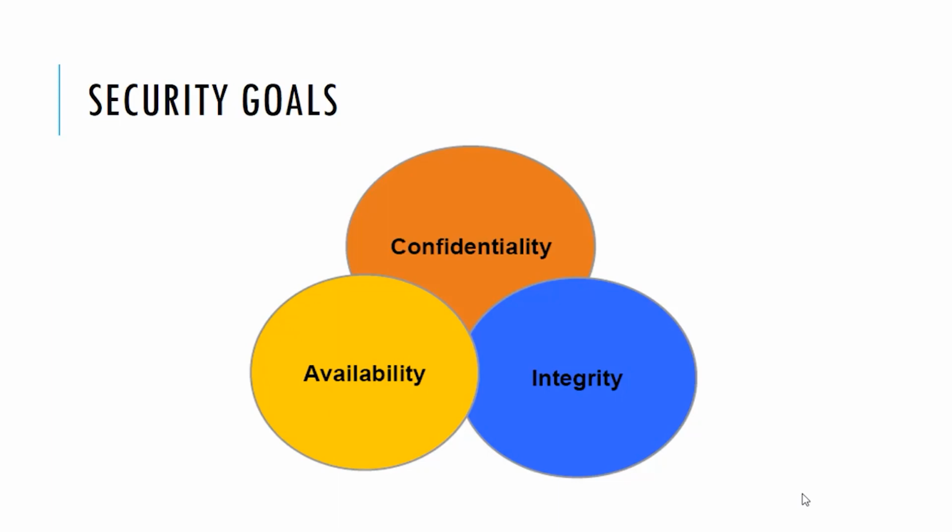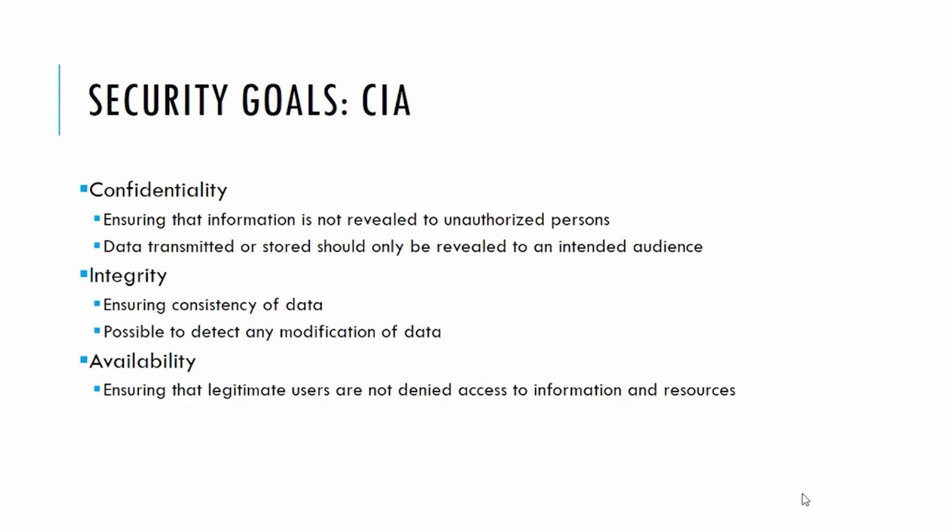So when these three circles meet, the point of intersection is the point of security. The point of intersection is where security exists. Confidentiality is ensuring that information is not revealed to unauthorized persons. Data, while being transmitted or while being stored, should only be revealed to the intended audience. This is keeping confidentiality. Integrity is ensuring consistency of data, ensuring that data has not been changed or modified, either while stored or transmitted.